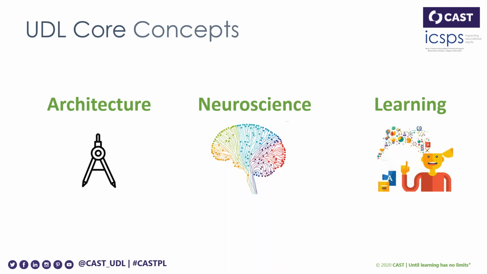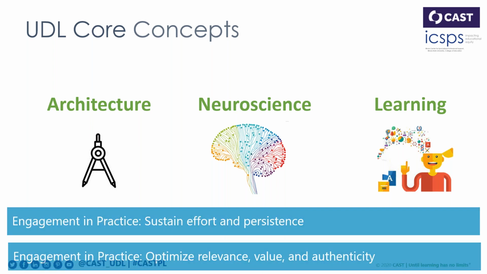The neuroscience is really that idea of how the brain works, the how, the what, and looking at how the brain works, and that's the neuroscience part. And then the learning part is what we're going to look at today and through this series on that application of universal design. So we're going to talk today about engagement in practices, so sustained effort and persistence, and engagement in practices, optimizing value and authenticity. So the idea of engagement, the idea of how not only things exist, but also how we engage with our students.